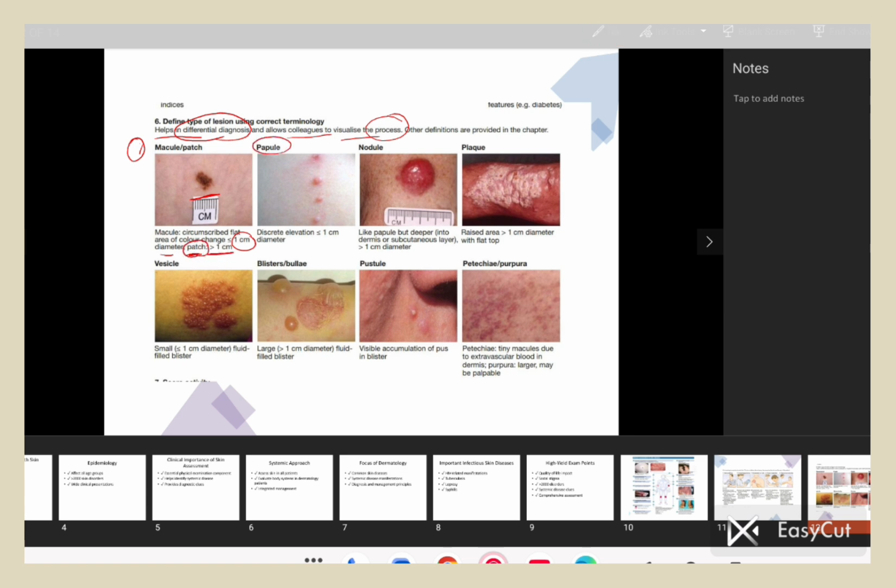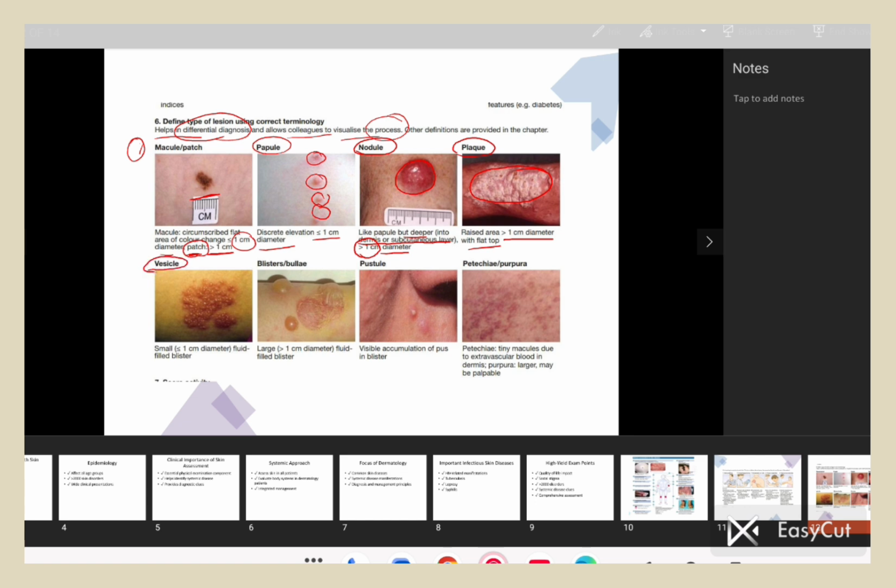Then we have papules, which are small discrete elevations less than or equal to 1 centimeter in diameter. Then we have the nodule. A nodule is like a papule, but it is quite deeper, as shown in this figure. It is into the dermis or the subcutaneous layer, and it is more than 1 centimeter in diameter. Then we have the plaque. A plaque is a raised area of more than 1 centimeter diameter with a flat top, as shown in this figure.